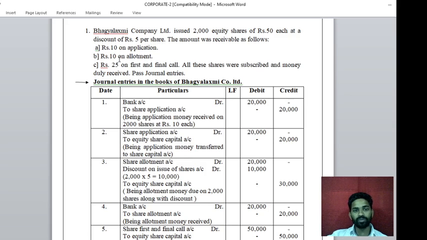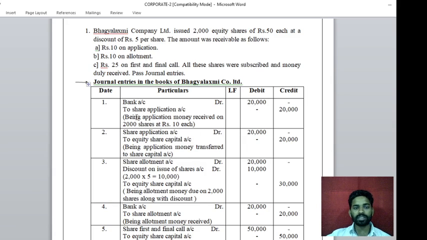Now we will see how to pass the journal entries. Whatever entries we saw first, we pass as they are; only one entry we have to change, while passing the allotment transactions. So now, rupees 10 on application. What will be the entry? Bank account debit rupees 20,000 to share application account credit rupees 20,000. It means 2,000 shares into 10, so 2,000 into 10 is 20,000.